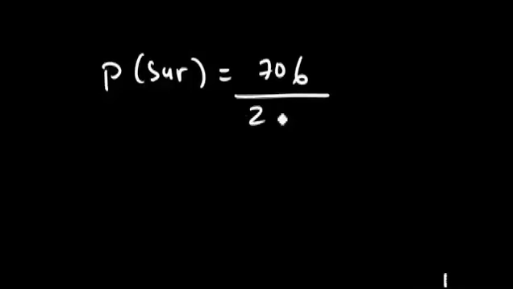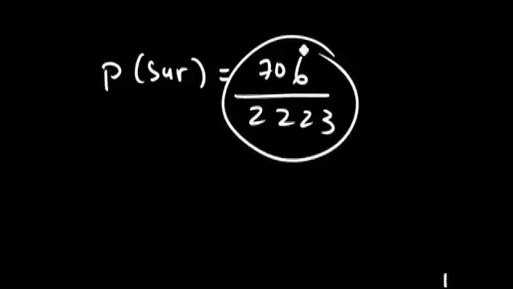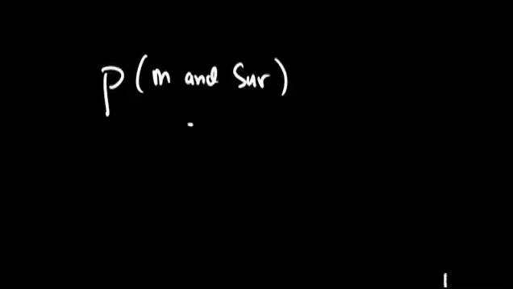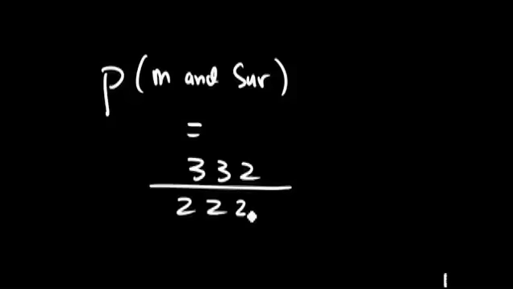If you select a passenger, you ask what the probability that the passenger survived. Well, there were 706 passengers that survived out of the 2,223 passengers aboard the Titanic. The probability you select a man who also survived is found by noting that there were 332 men who survived out of the 2,223 passengers.